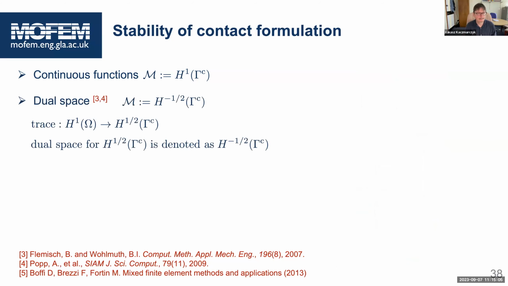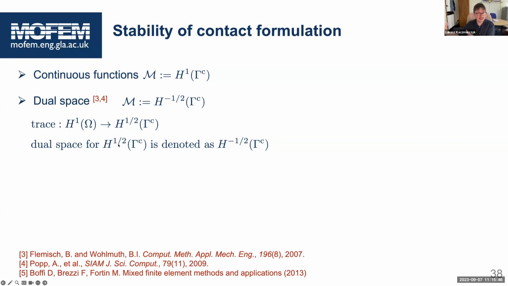But when you open books about the mathematical foundations of finite elements, you will find out that the displacements inside the volume are approximated in H1 space, but the trace of those displacements on the boundary, so how those displacements emerge on the boundary, are in H1/2, a fractional space. But everything has to be dual.